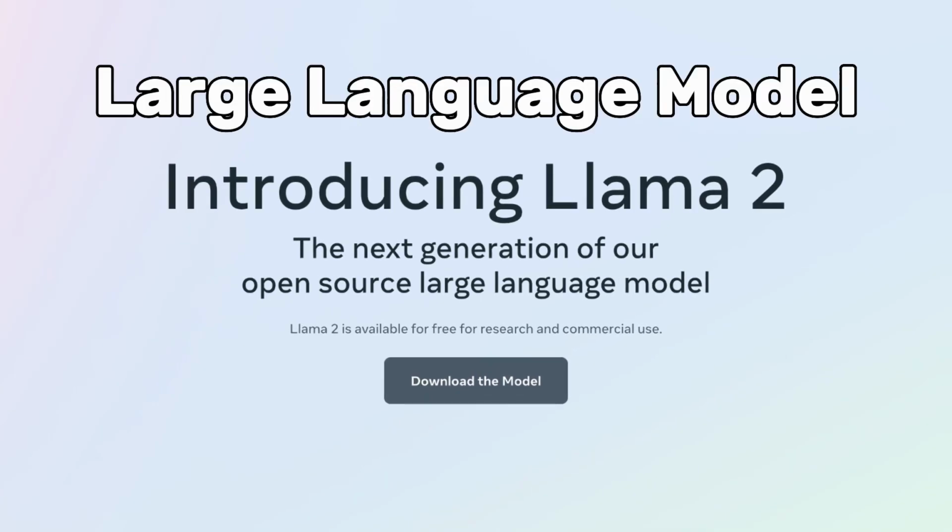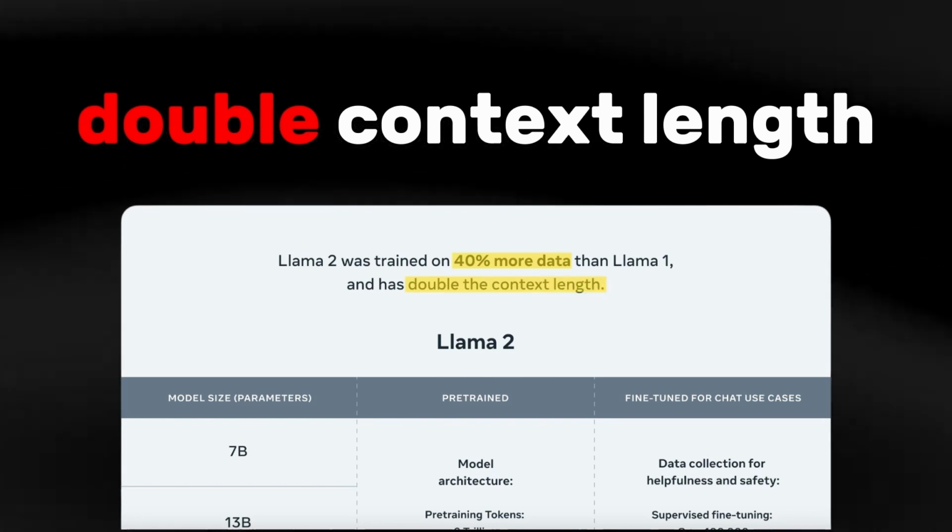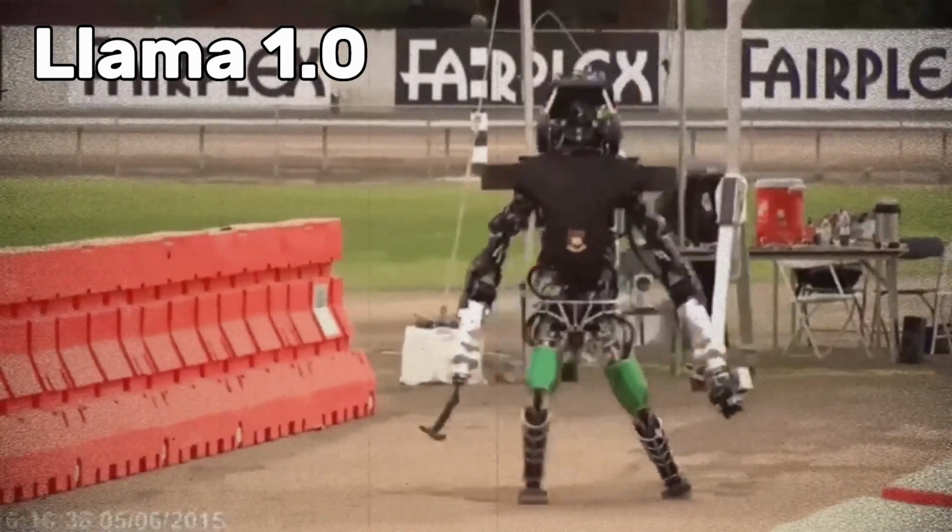Llama 2 is Meta's new open source LLM, or large language model. They say it was trained on 40% more data than Llama 1 and has double the context length, but let's be honest, I don't think most of us even knew Llama 1 existed.